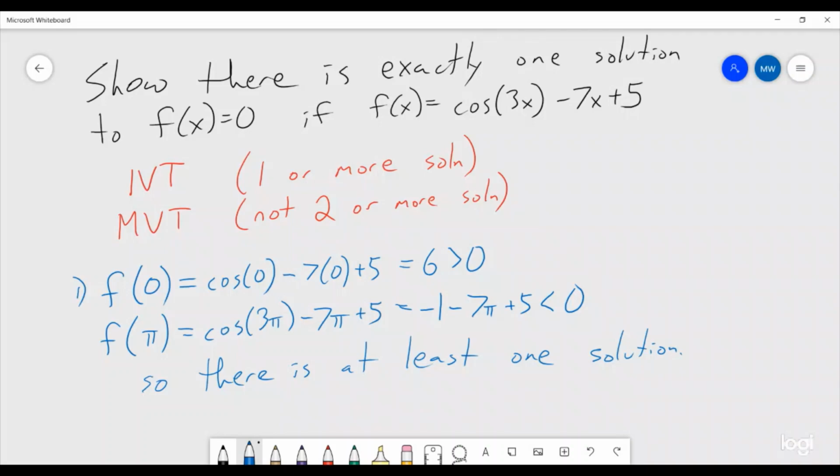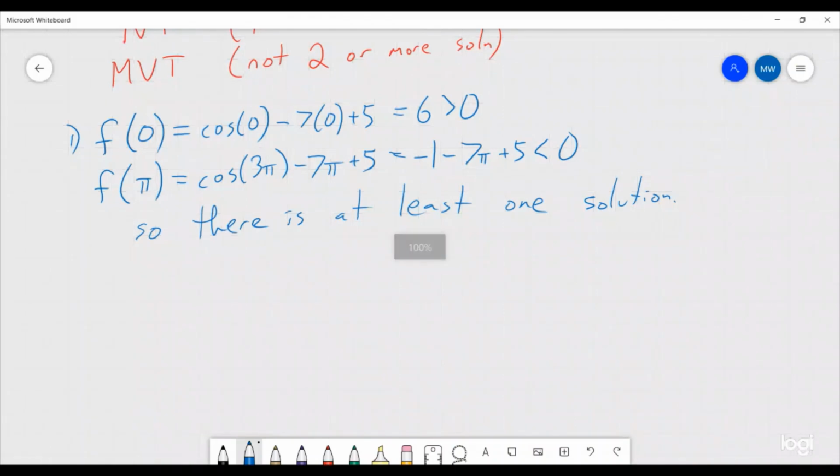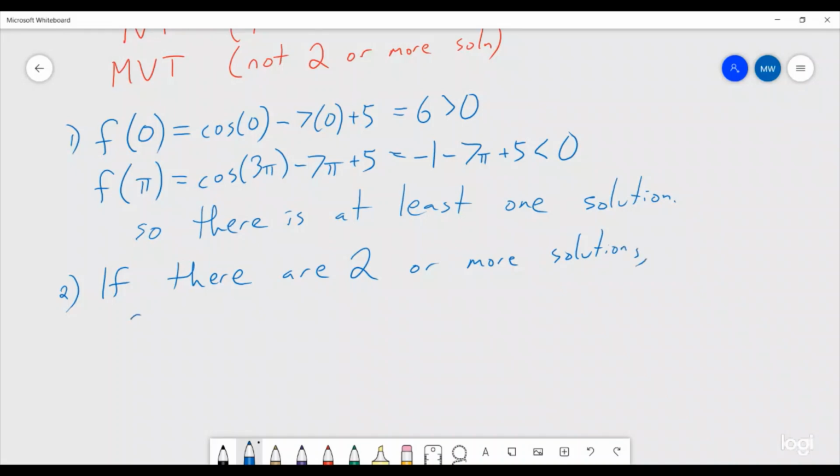Okay, next part, how do we show that there is exactly one solution? This is where we're going to have to use the mean value theorem. So if there are two solutions, since f of x is both continuous and differentiable, what we have is we can use the mean value theorem.